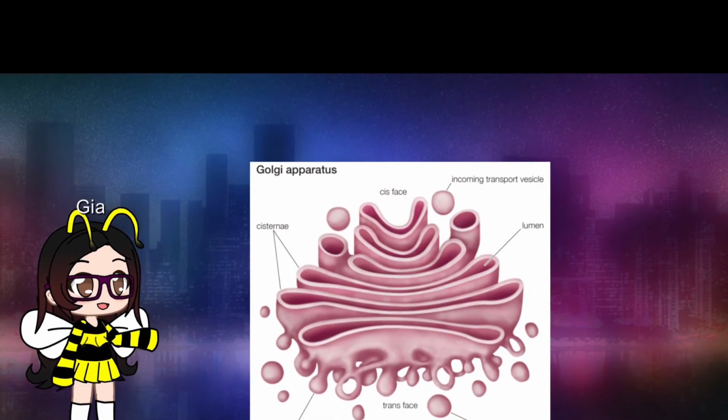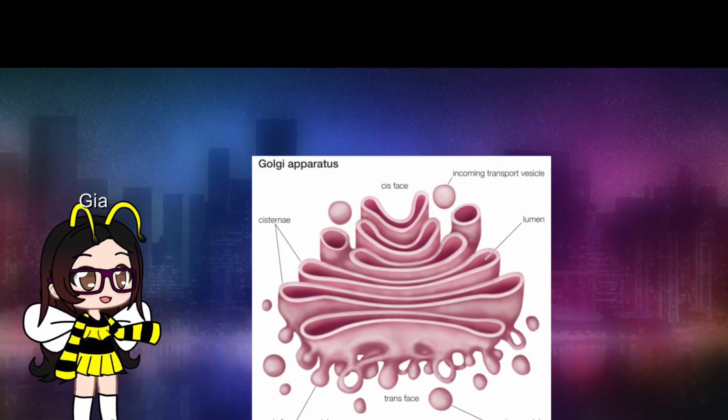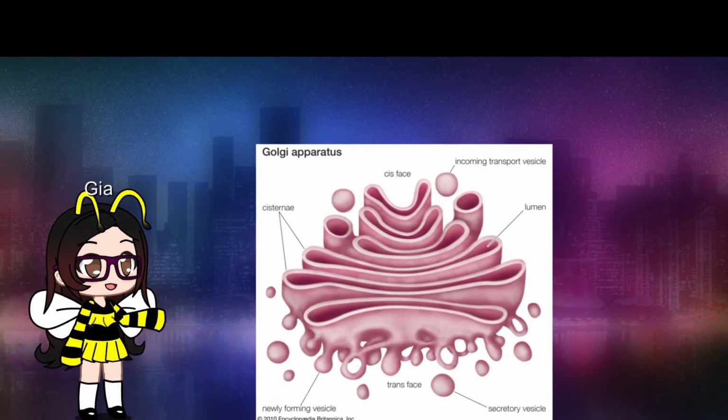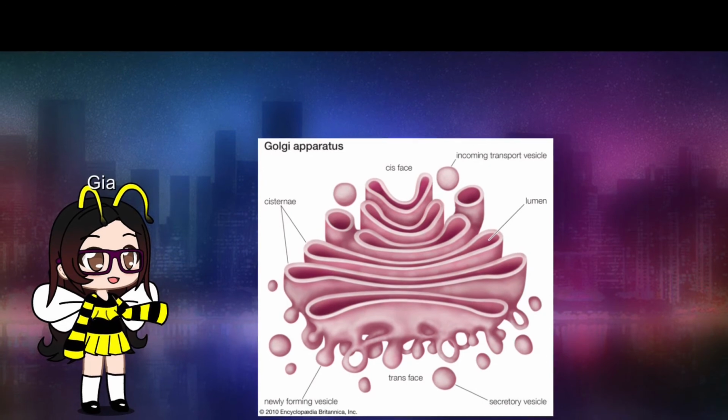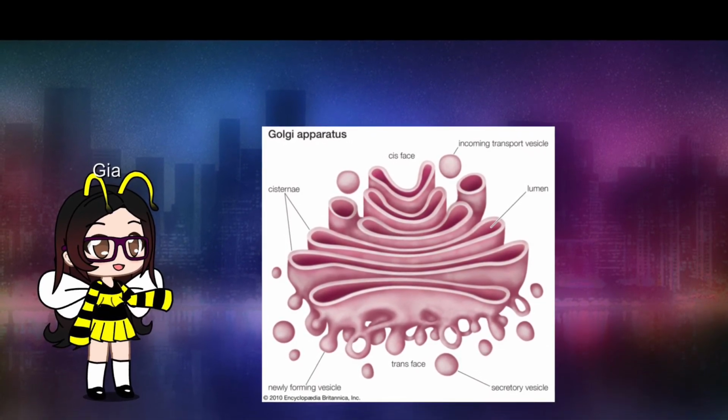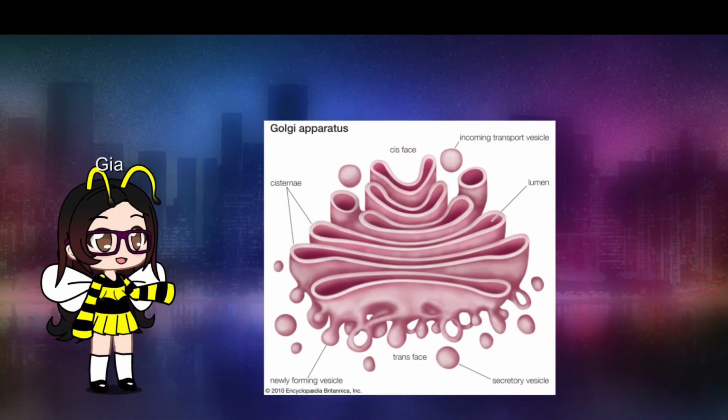The Golgi apparatus is an organelle that is found in most eukaryotes. This modifies, sorts, and packages protein for export. This also folds proteins to make them functional. More folds equals more surface area equals more work.